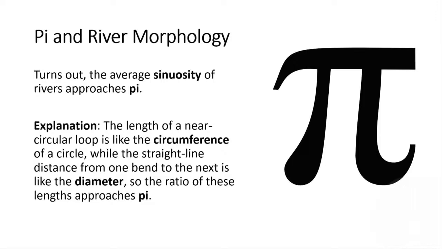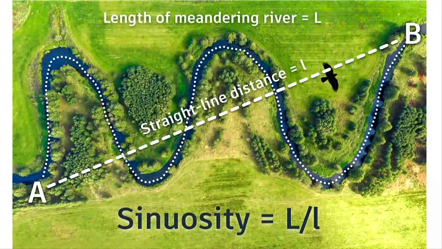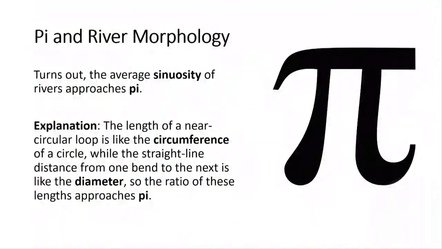But the explanation for it is that the length of a near-circular loop, hence this loop here, is kind of like the circumference of a circle. And the straight-line distance from one bend to the next is similar to a diameter. And so since pi is the ratio of the circumference to the diameter, that's why it would naturally approach pi on average across all the rivers in the world.